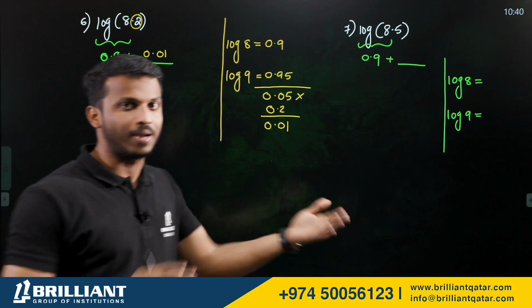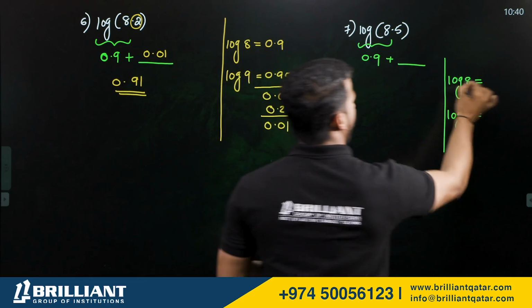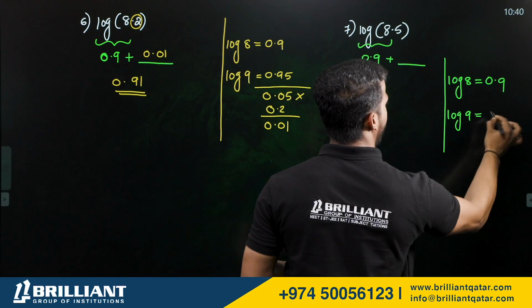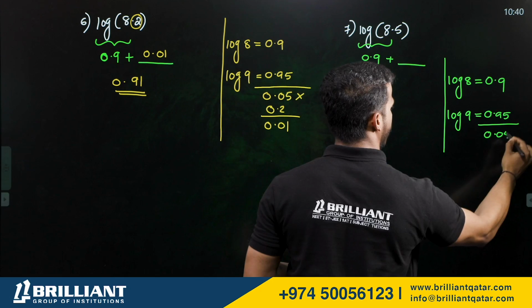Log 8 and log 10, please don't take it. Log 8 and log 9. That's just the nearby digit. Log 8 is 0.9. Log 9 is 0.95. Take their difference, that is equal to 0.05.